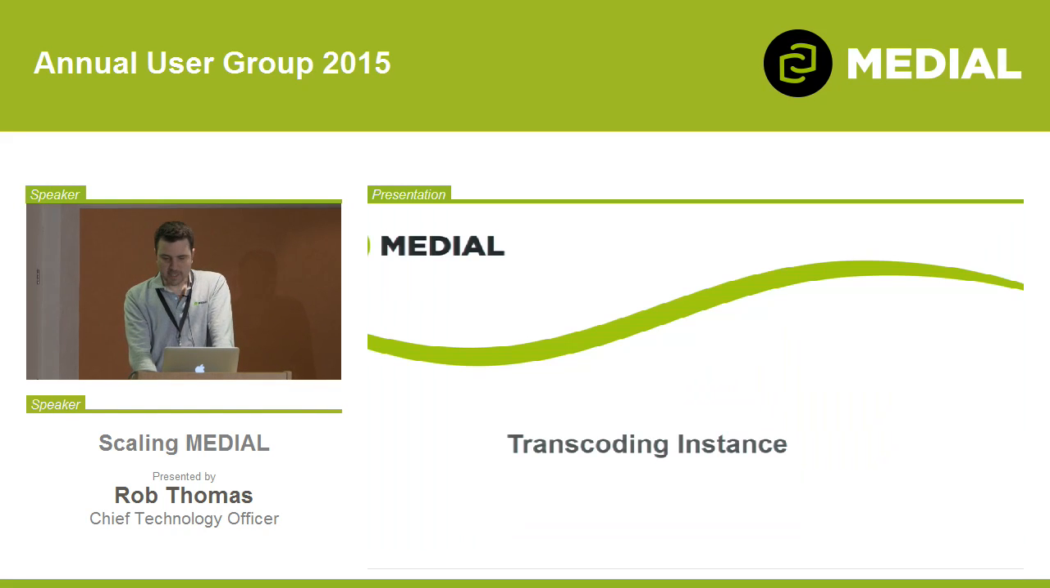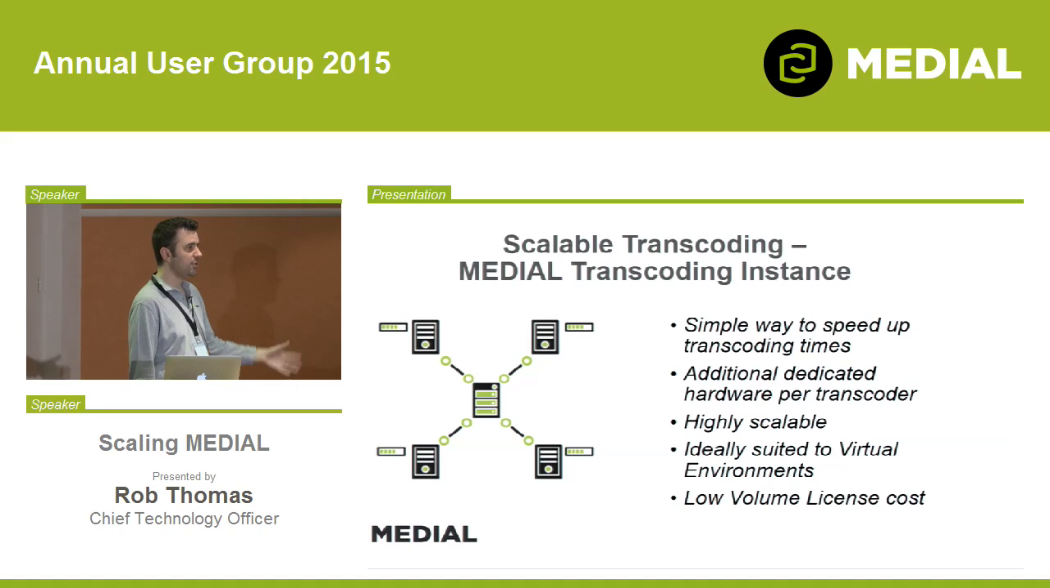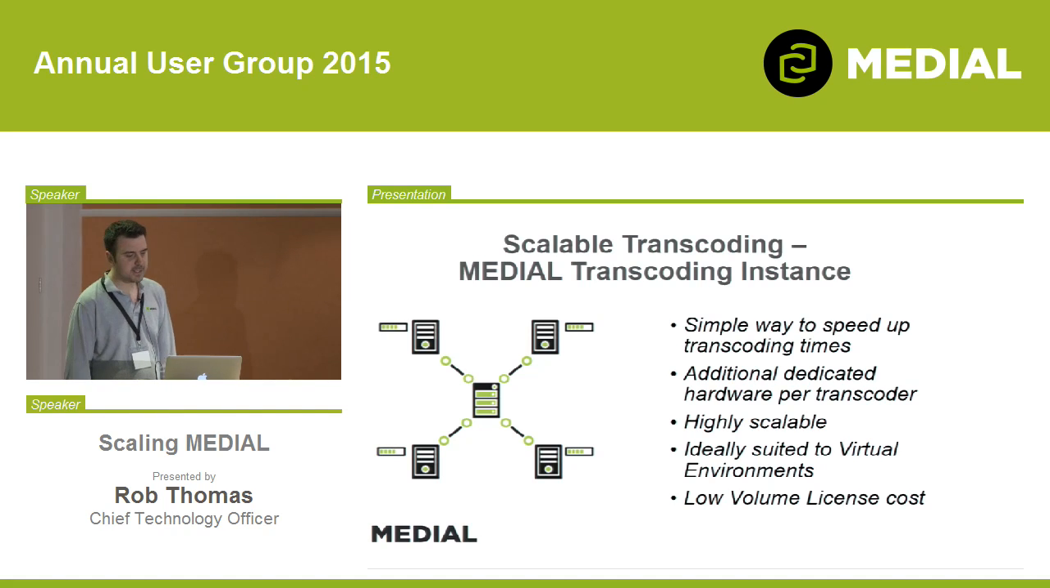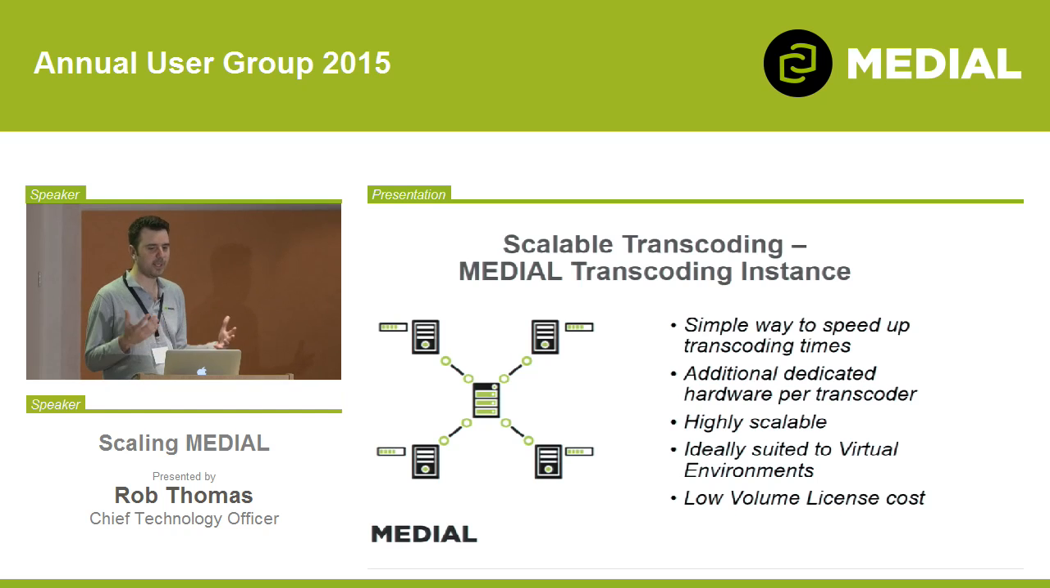So the first thing to mention is the transcoding instance. We talked a little bit about this in earlier presentations. So what does it do? How can you scale your transcoding if you want to? This is essentially deploying more bits of hardware around your central medial system to just do transcoding. That's all this thing's going to do. It's highly scalable. You could add 1, 100, 1,000,000 transcoders, whatever you want to do. So you're really just looking at deploying additional hardware.